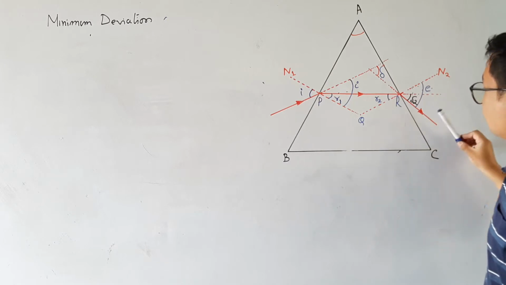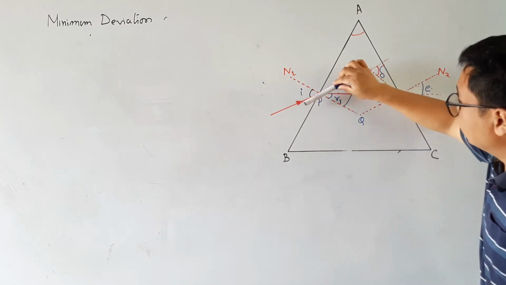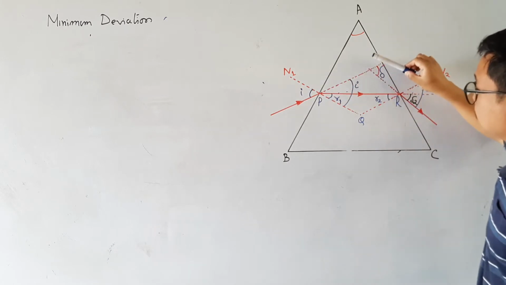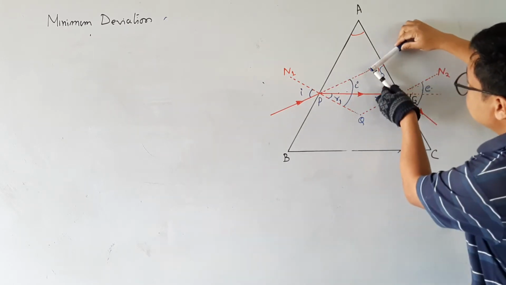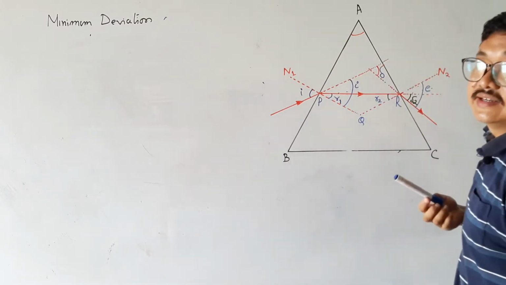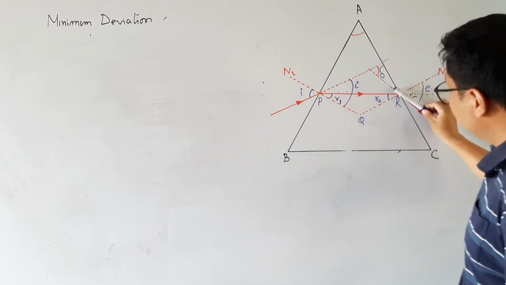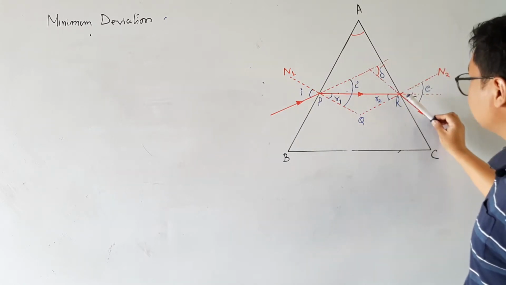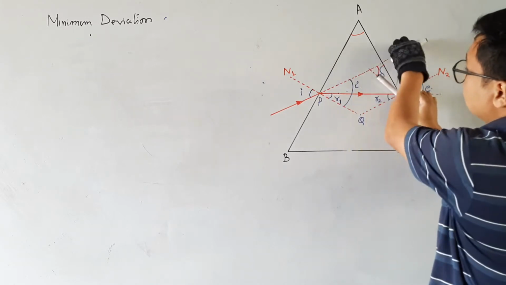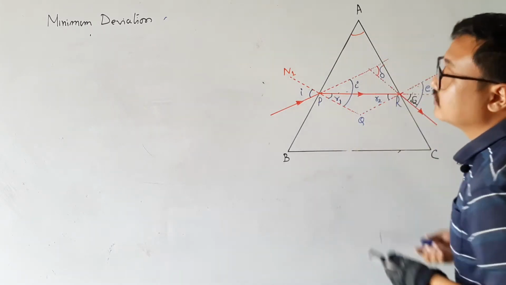Now what I do is I will take this backward, tracing it backward, and I get this much, and this angle is my angle of deviation delta, because it was going like this and finally it emerged like this, and this is the angle made. So this is my angle of deviation.